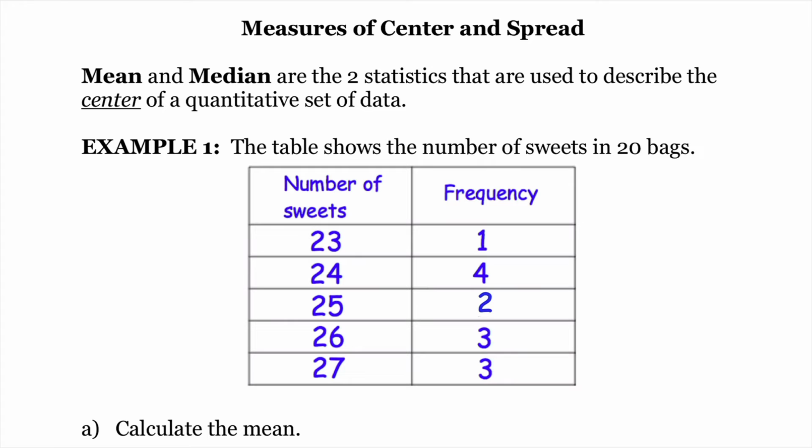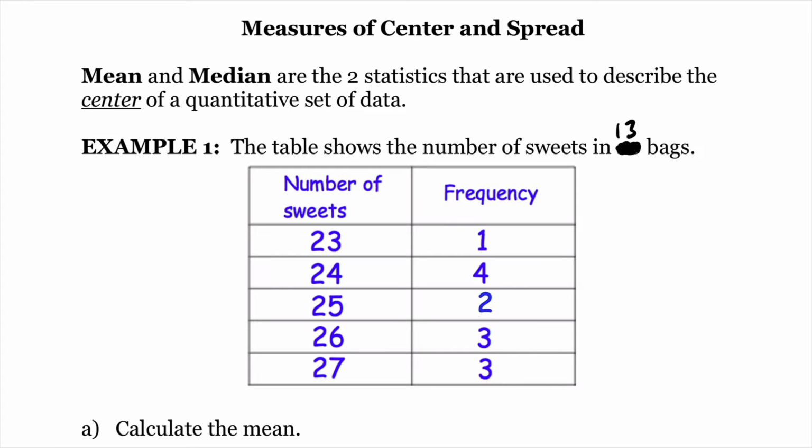So first example. There's a typo here. It shouldn't be 20 bags. It should be 13 bags. That was a typo, so change that to 13. Otherwise, it won't make any sense. Okay, so we have 13 bags. They each have candy in them, sweets.